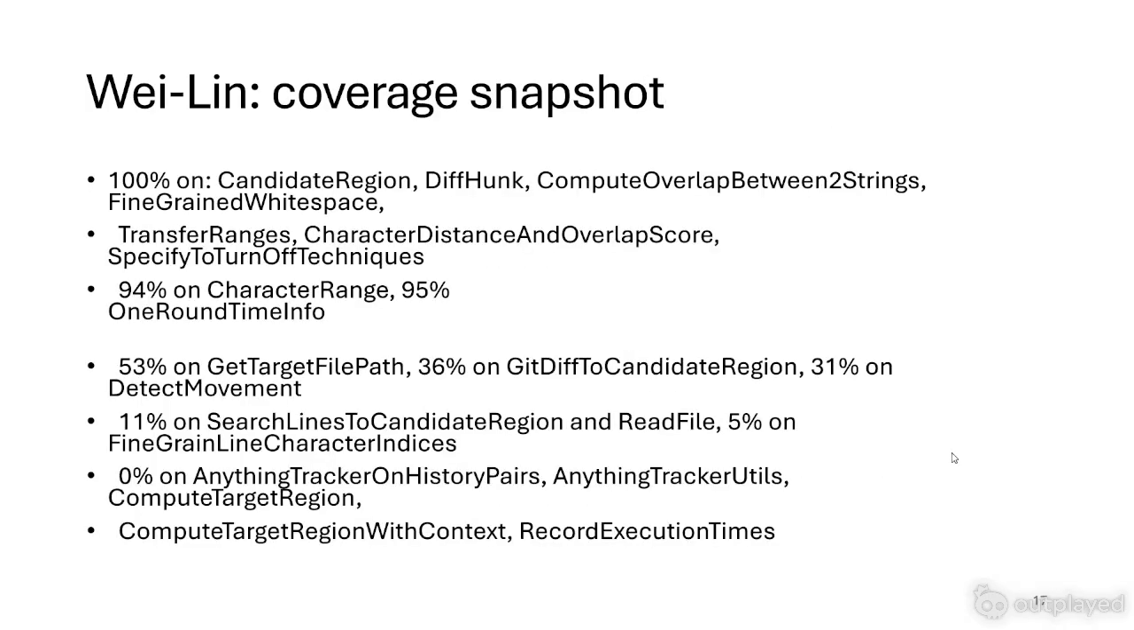And as a coverage smasher, I did 100% on candidate region, diff hunk, compute overlap between two strings, and fine-grained white spaces. I dropped to about 94% on character range and one round time info. Across other files, I had 53% on get target file path, 36% on get diff, 31% on detect movement, and on the lower ranges, 11% on search lines to candidate region and read file, 5% on fine grain line character indices, and 0% on the other files that I did not touch as much. I'm hoping to get this up by the next sprint.